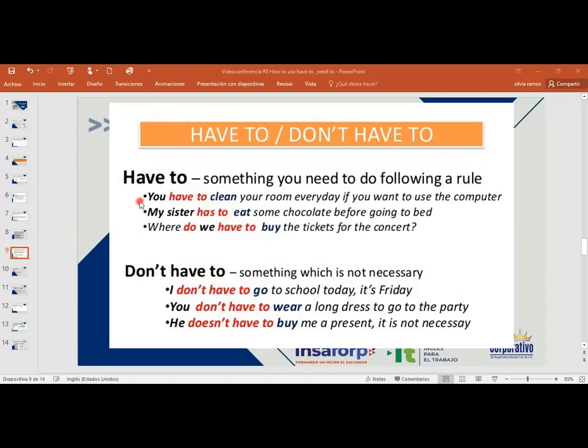Let's take a look at the example. Daniela, can you read the first sentence? You have to clean your room every day if you want to use the computer. The computer, very good. This is like maybe a mom is telling their kid, right? Now, second example, Gerardo, read the example, please. My sister has to eat some chocolate before going to bed. Okay, very good.